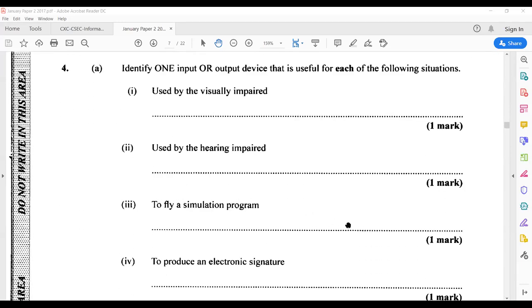All right, okay. So question four. Identify one input or output device that is useful for each of the following situations. And the first situation is used by the visually impaired. So you need to identify one input or output device that is used by the visually impaired. Any suggestions what it is, or how will a visually impaired person interact with a computer or a computing device?